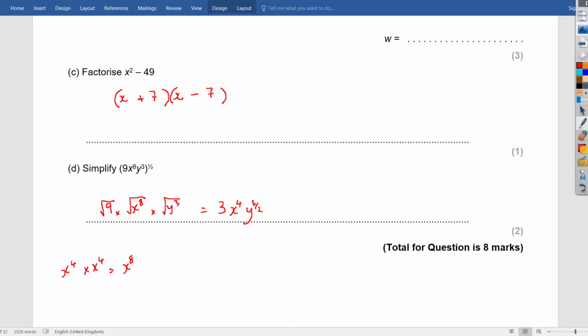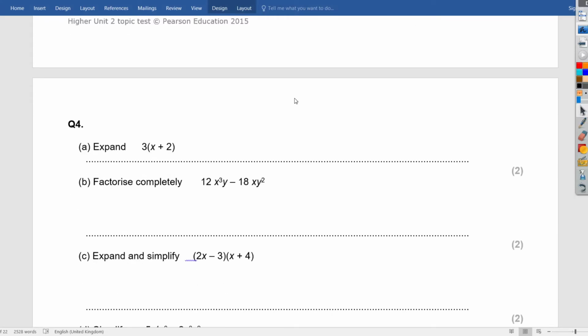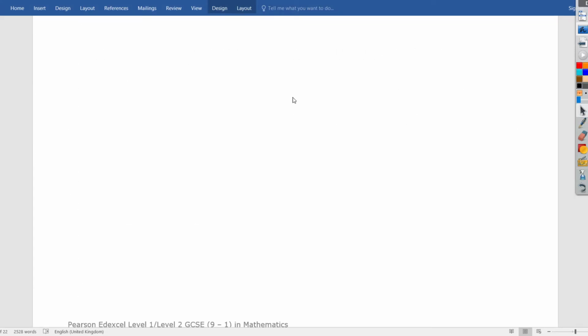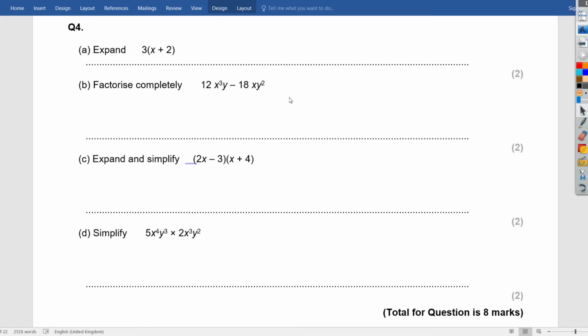Okay, so a quick scroll down, see how we're doing. Let's clear this all. Let's look at question 4. Have a go at question 4, pause it, start it up. Okay, question 4. Very simple expansion. So all you do is literally times everything inside the bracket by the number outside. So everything is going to be multiplied by 3. So 3 times x is 3x.